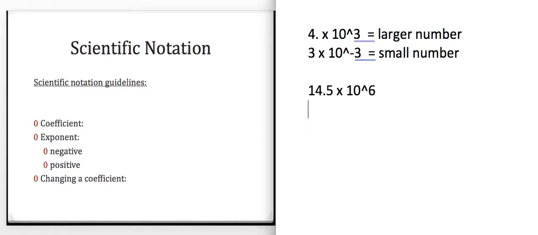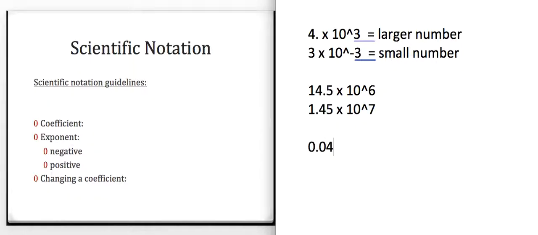So let's do a couple. Let's fix this one. I would have to move the decimal point to between the 1 and the 4. So I would have 1.45 times 10. And again, since I made this coefficient smaller by one digit, then I have to make this larger by one digit.